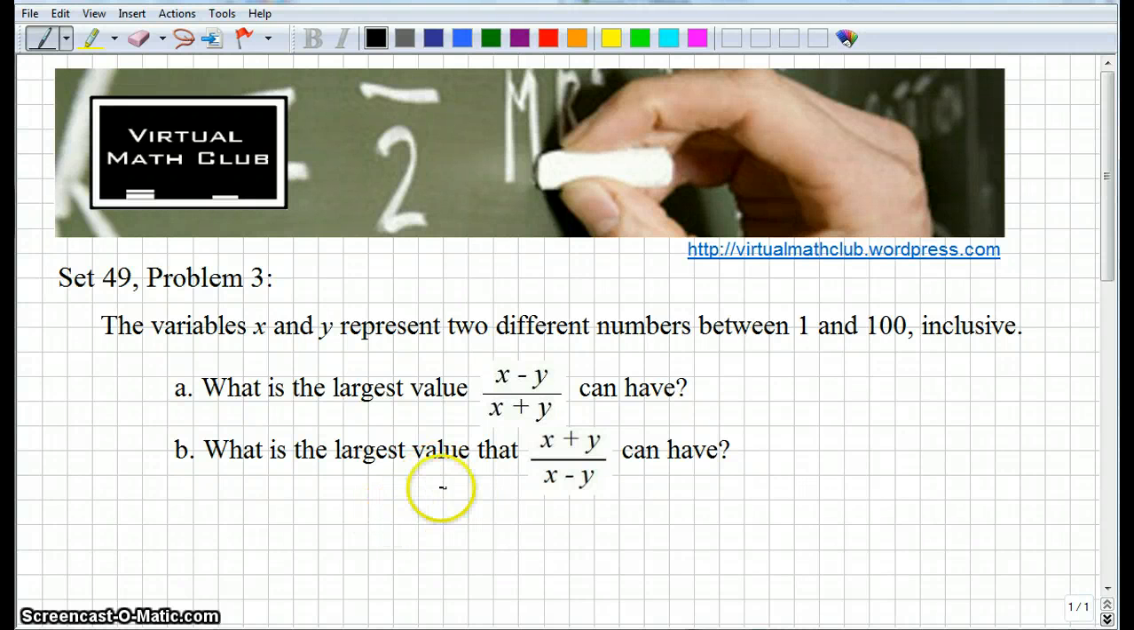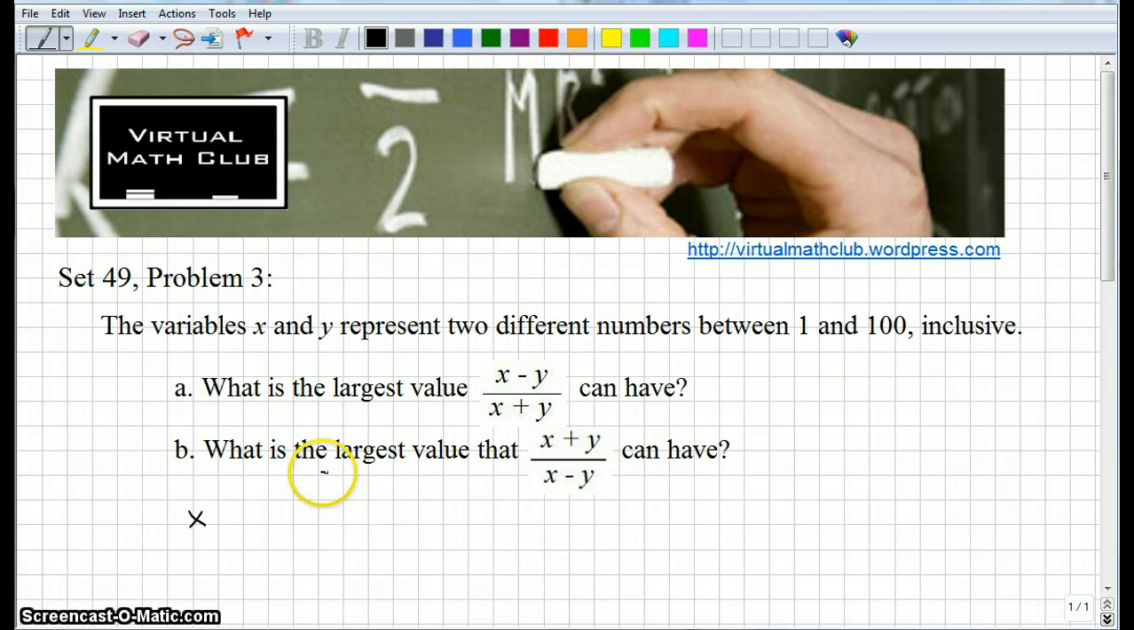Problem number 3. We've got two variables, x and y, and they represent two different numbers between 1 and 100 inclusive. And we're asked to find what the largest value of x minus y over x plus y can have, and what's the largest value that x plus y over x minus y can have. Well, let's first of all take this first statement and write it more mathematically.